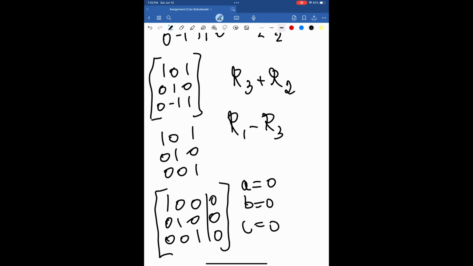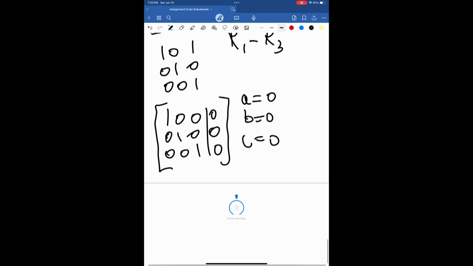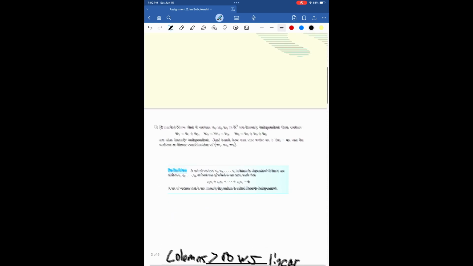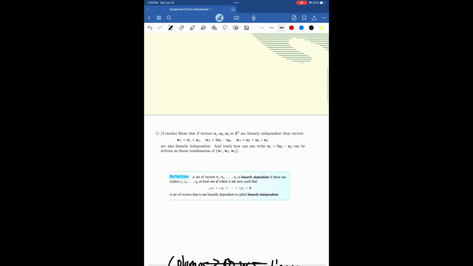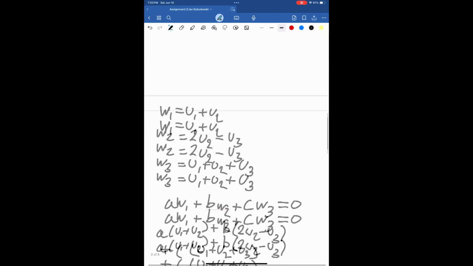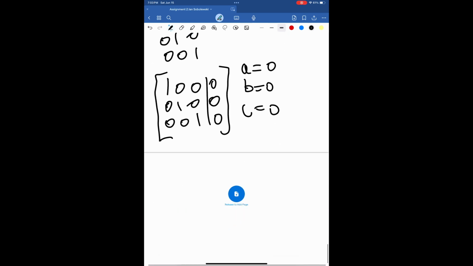So that's the first part of the question done, and now we want to express u1 plus 3u2 minus u3 as a linear combination of w1, w2, w3. It's kind of the same idea. We want to set it up into equations, then row reduce that, because we're doing linear algebra. It's always matrices in the end, I guess.